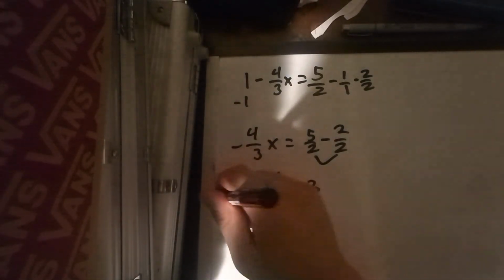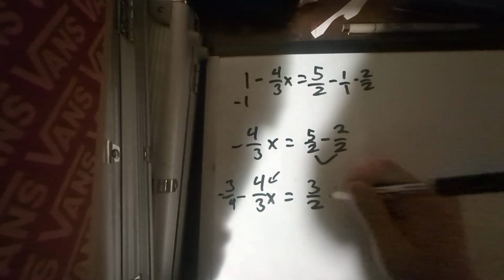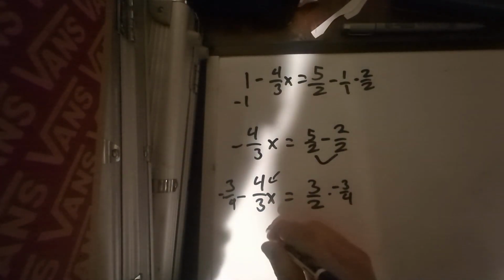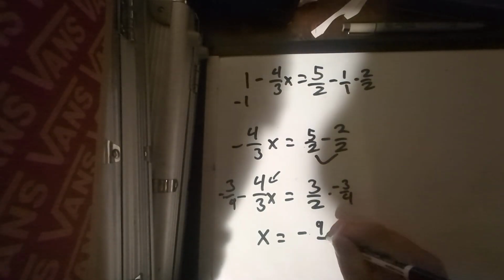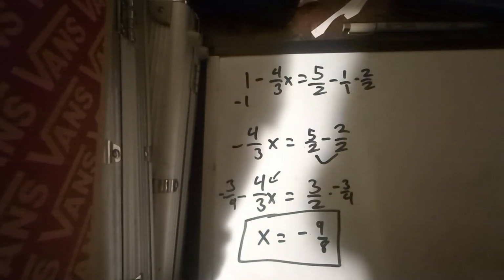So we're going to times this by 3 over 4, negative 3 over 4. Same on this side, negative 3 over 4. This x becomes isolated. It becomes x equals negative 9 over 8. That is indeed your final answer. I'm going to go ahead and box that guy.